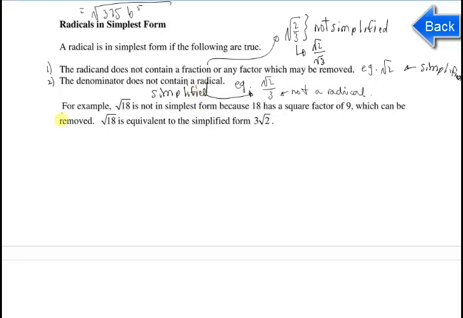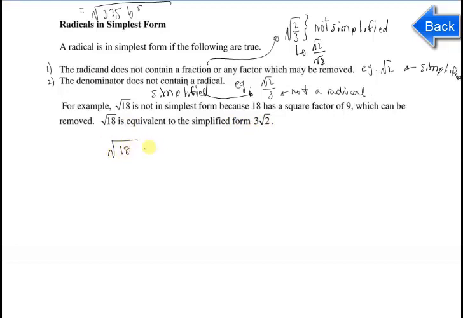Okay, so an example of a radical that is not simplified is the square root of 18. That's because 18 has a square factor of 9, which we can remove. So the square root of 18 is simplified to 3 root 2. They're equivalent. And how do we arrive at that?